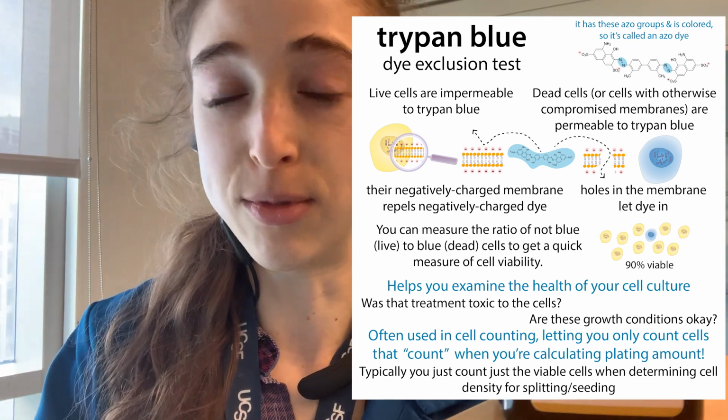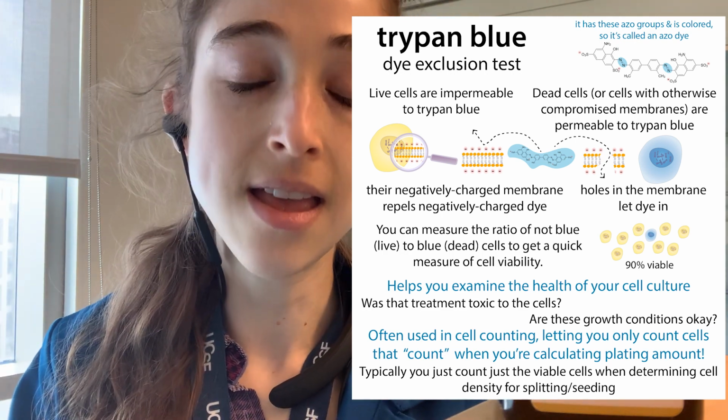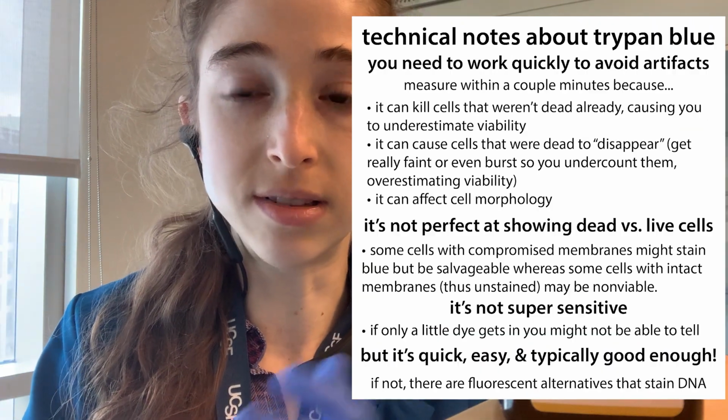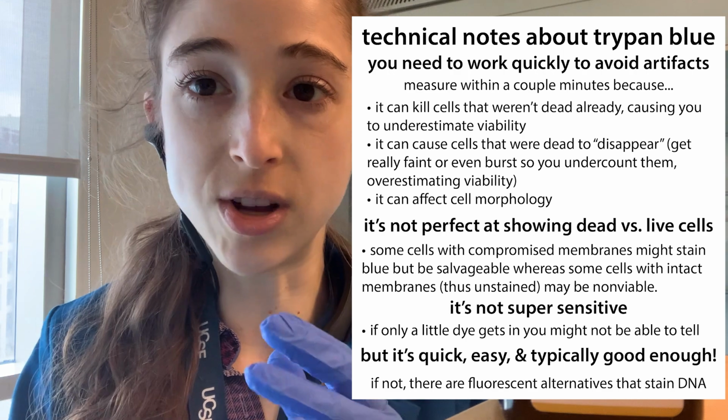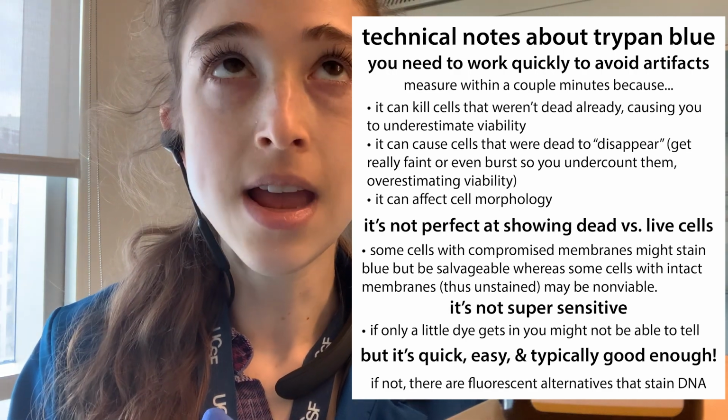Was I too harsh with them when I did that thing? Are their growing conditions okay? Things like that. And so it's really, really useful for that. I'll also talk about some artifacts to watch out for, like undercounting, overcounting, things like that.